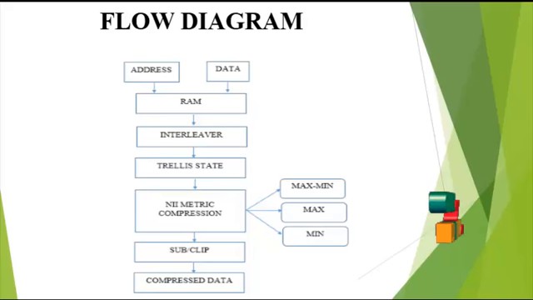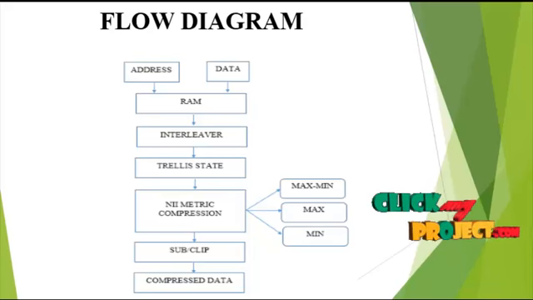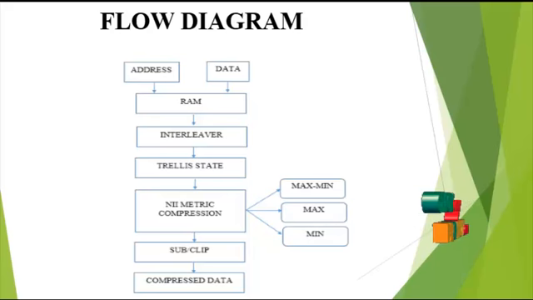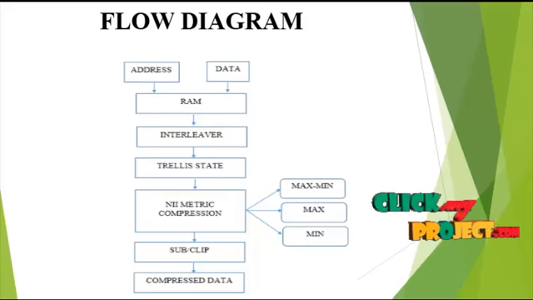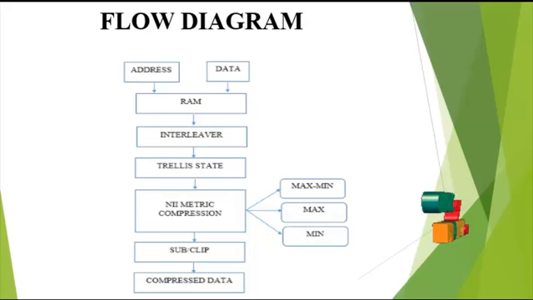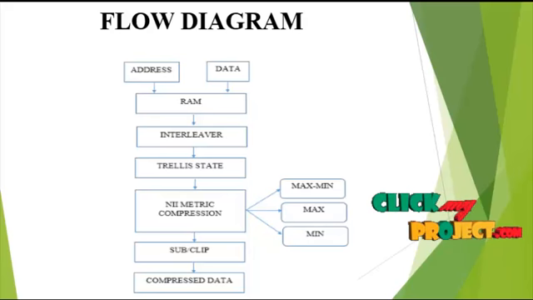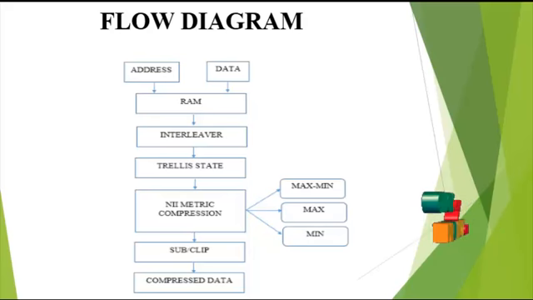The NII metric compression has 3 architectures: max, min, max and min. The max min architecture uses one comparator and 2 multiplexers. The max and min uses one comparator and 1 multiplexer. The output from the NII metric compression is given as the compressed data.